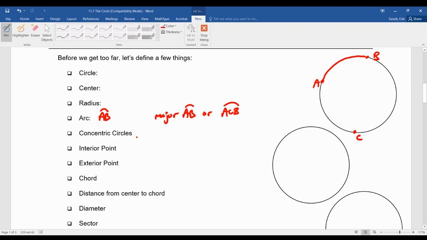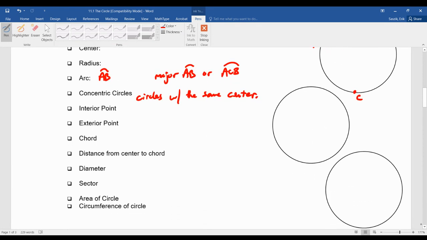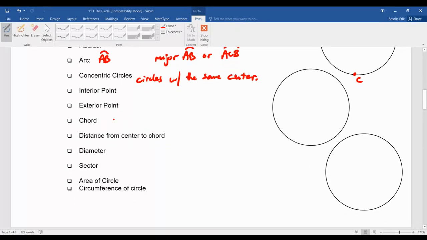Concentric circles are circles with the same center. Interior, exterior is pretty straightforward. Chord, I talked about that earlier. Chord is a segment.